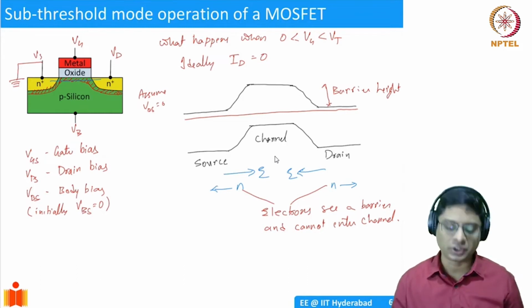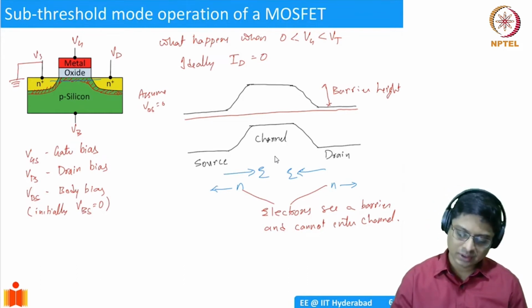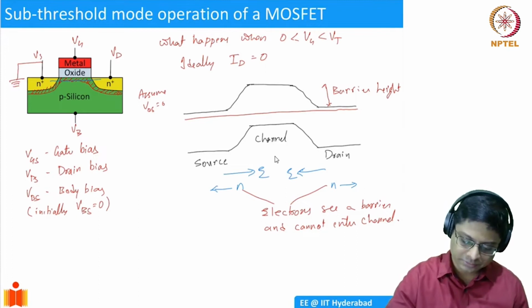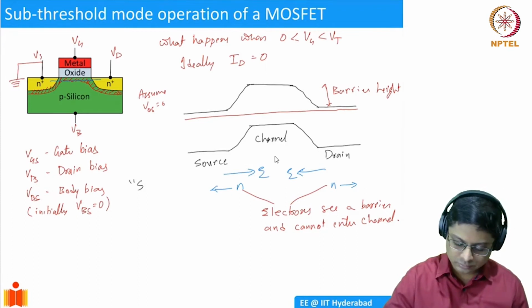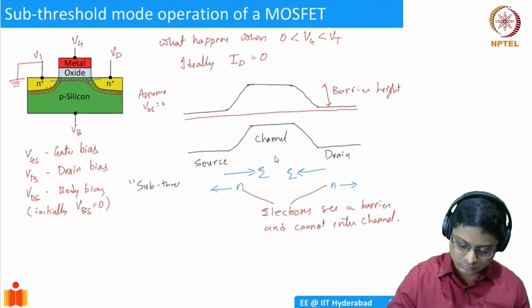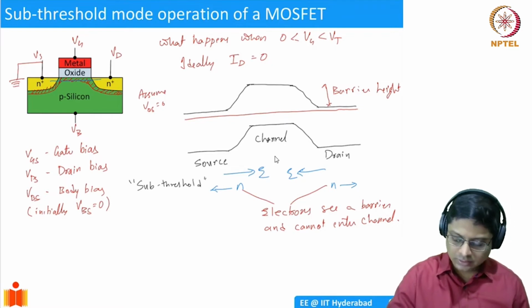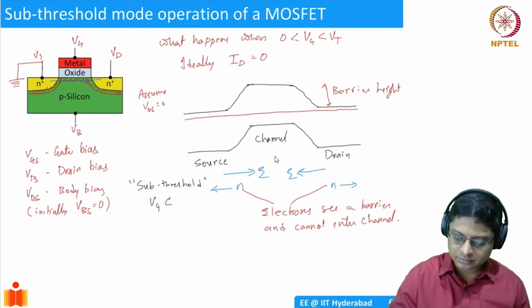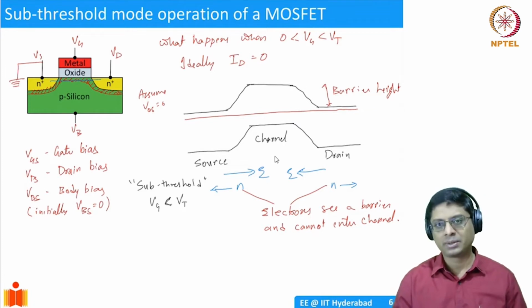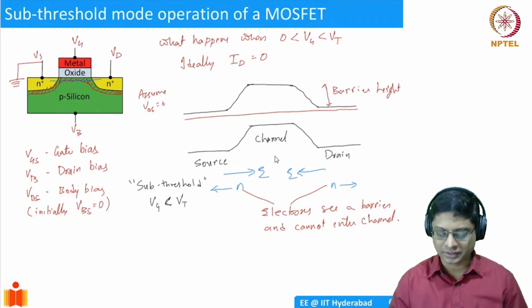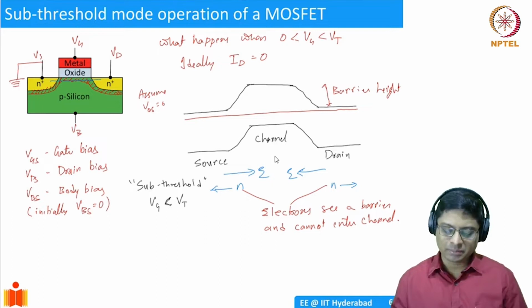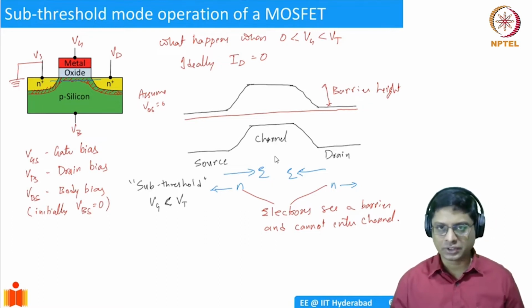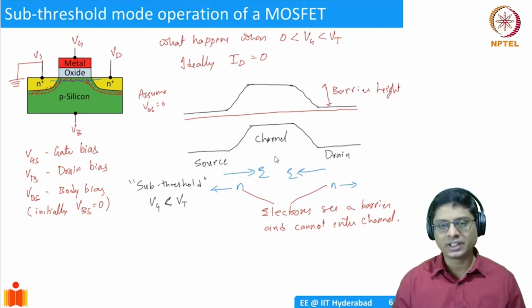that is sub-threshold, we call it sub-threshold operation. So sub-threshold means Vg less than Vt, for an NMOS device, by the way. For a PMOS, we have to take the appropriate convention. So it will be below Vt in the negative sense. Okay, 0 to minus Vt. In between that, if it is there, it's a sub-threshold operation for a PMOS.